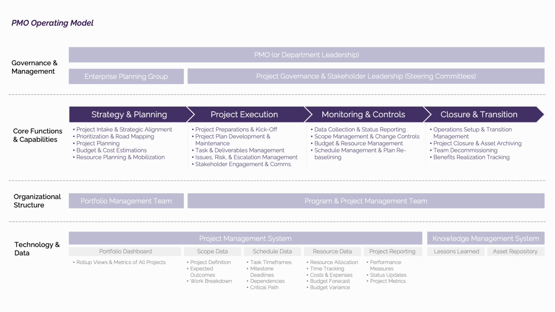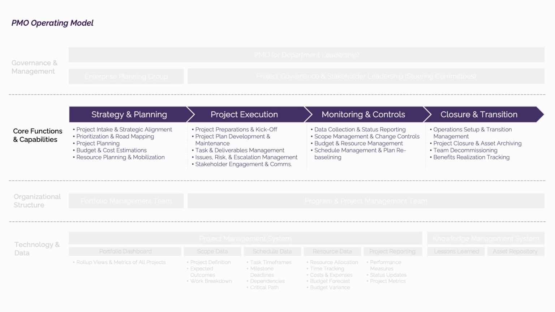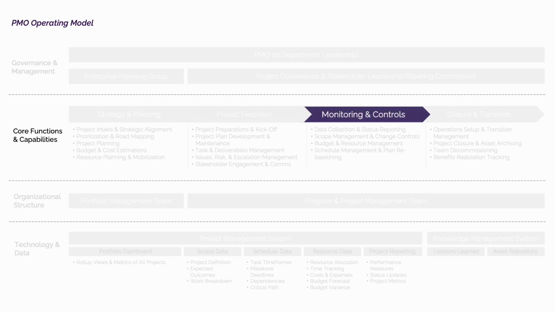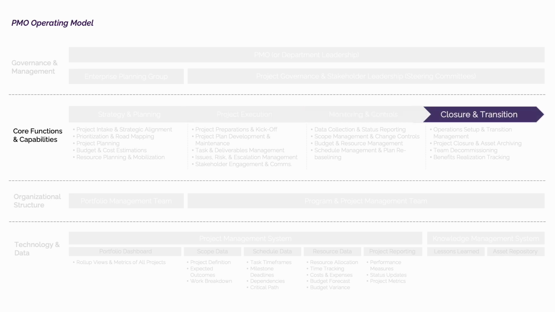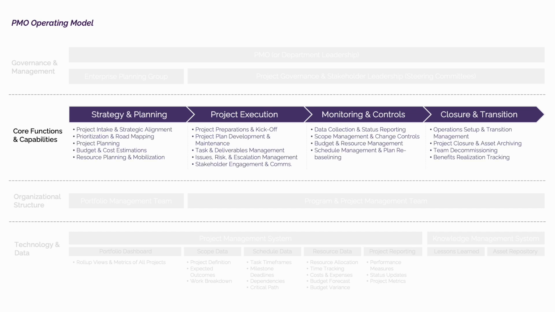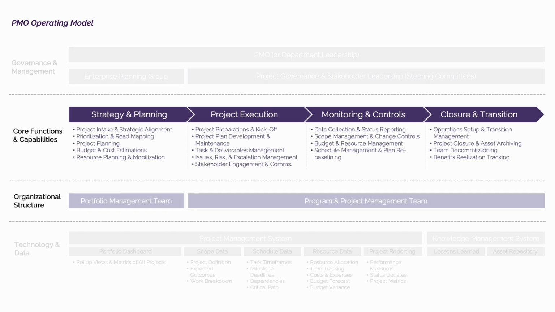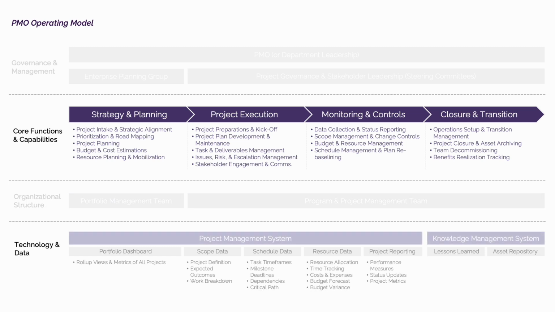I know this seems like a lot, but let me walk through it. These models typically anchor on a core process. In this template, we're going with the more traditional functions of project management, which includes strategy and planning, project execution, monitoring and controls, and closure and transition. From there, we'll layer in the capabilities underneath, governance and management over top, the organizational structure, who's essentially responsible for these areas, and finally, the technology and data underneath.